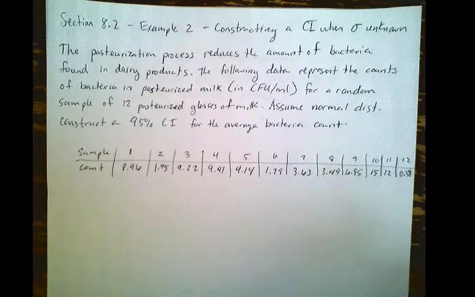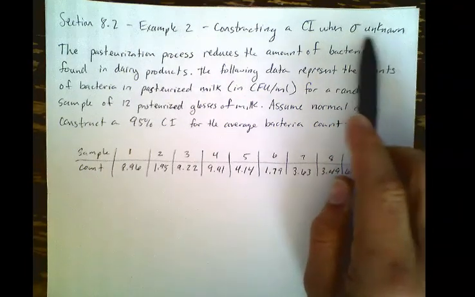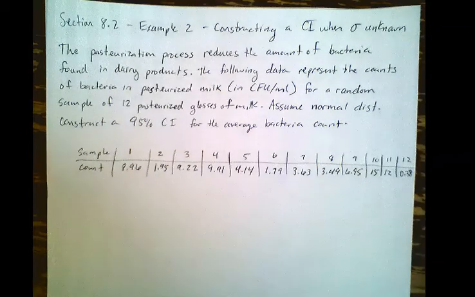All right. Here is the last example for 8.2. This is constructing a confidence interval with sigma unknown. Okay. So we know that there's a difference between what formulas we use when sigma is known and sigma is unknown. Okay. So the pasteurization process reduces the amount of bacteria found in dairy products. The following data represent the counts of bacteria in pasteurized milk in CFU per milliliter for a random sample of 12 pasteurized glasses of milk. Assume a normal distribution. Construct a 95% confidence interval for the average bacteria count. Okay.